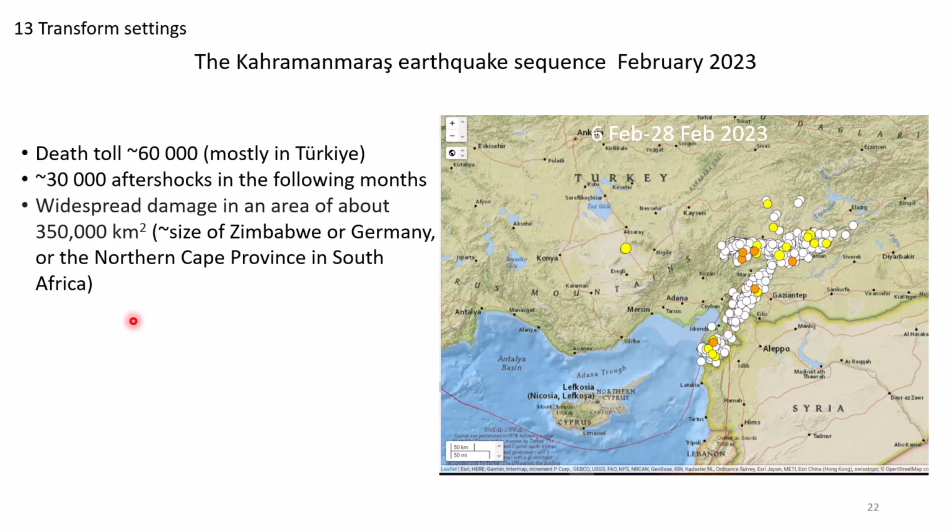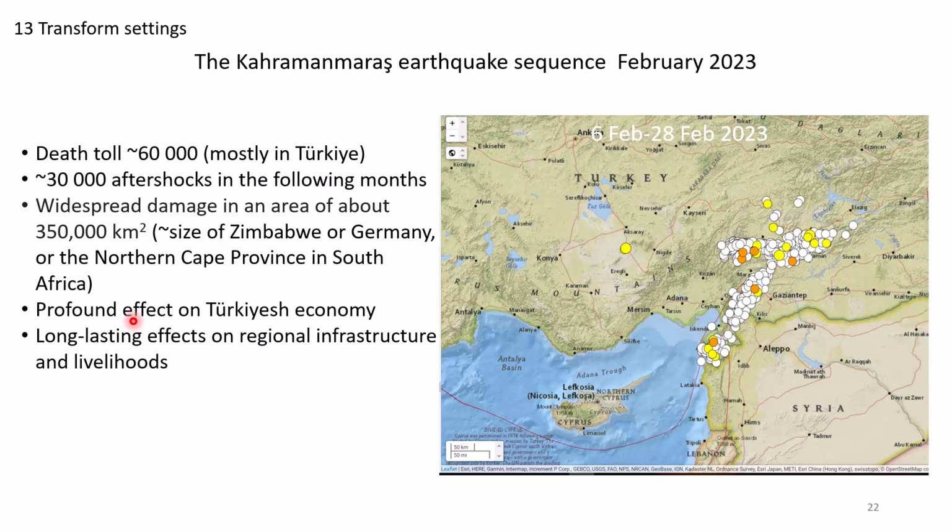There was widespread damage in a large area of about 350,000 square kilometers, which is the size of countries like Zimbabwe or Germany or Northern Cape province in South Africa. So the size of a small country, a very large area was affected by this seismic sequence. The damage it did had a profound effect on the Turkish economy and caused long-lasting effects on regional infrastructure and livelihoods. And it will take several years to rebuild the infrastructure and the destroyed settlements, villages, and cities.